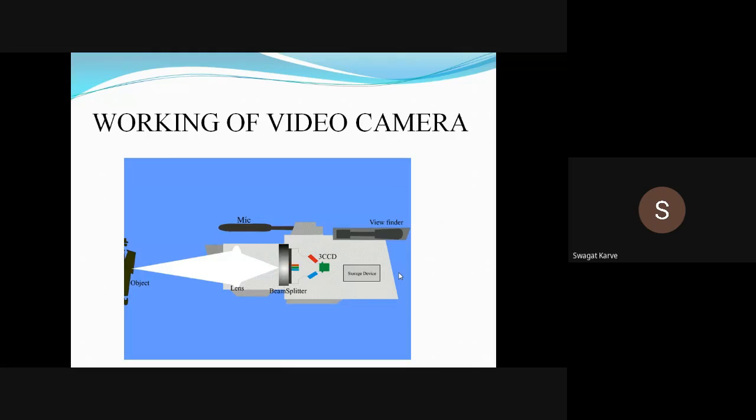See, in between that lens and splitter, again we have what you can call a shutter, and there are some other parts also. But the main parts are this lens, beam splitter, and CCD. That means imaging sensor. Between the lens and the beam splitter there is again the shutter and so on. But these are the major parts, you can say.